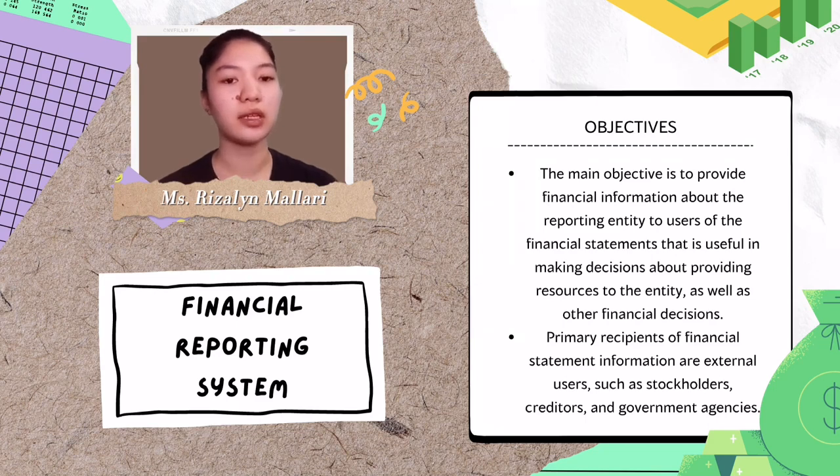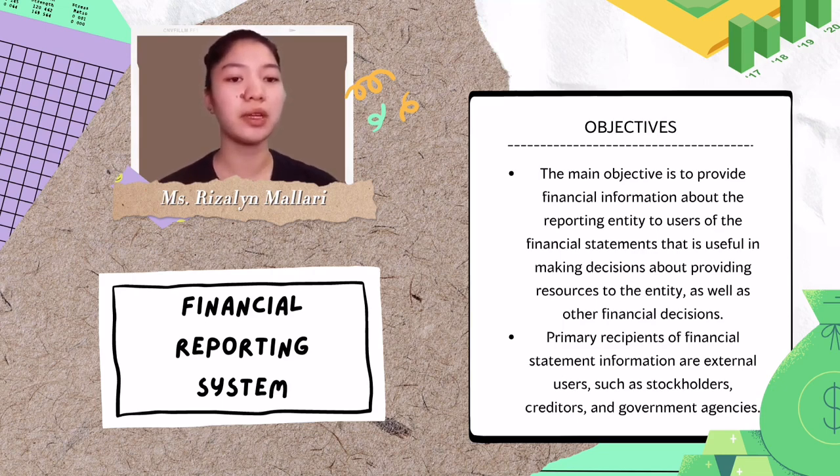So next is the main objective of financial reporting. It is to provide financial information about the reporting entity to users of financial statements. That is useful in making decisions about providing resources to the entity as well as the other financial decisions. The financial statements or the financial information includes a summary of the transactions of a business of a period of time, usually 12 months or 1 year.